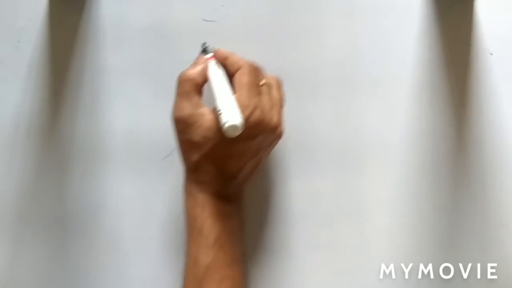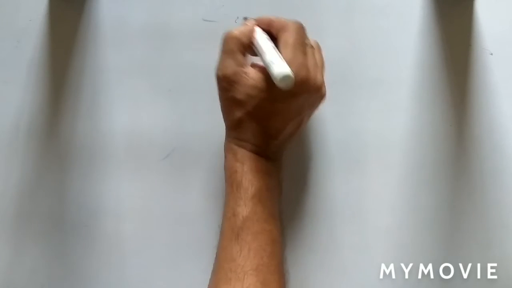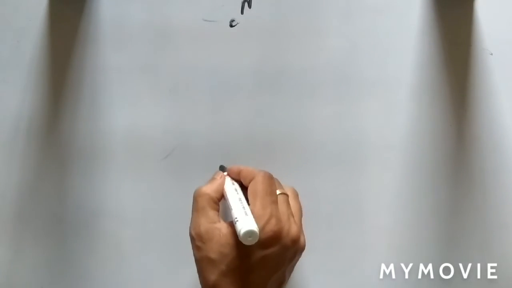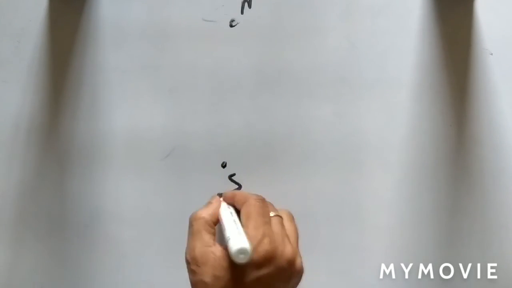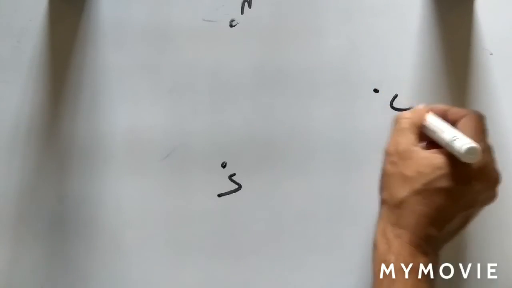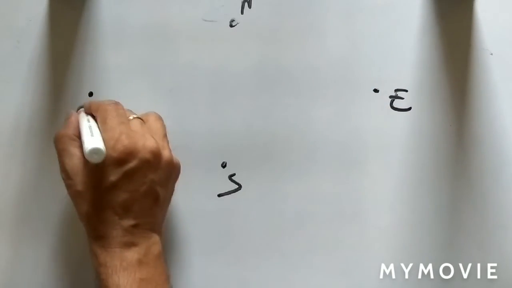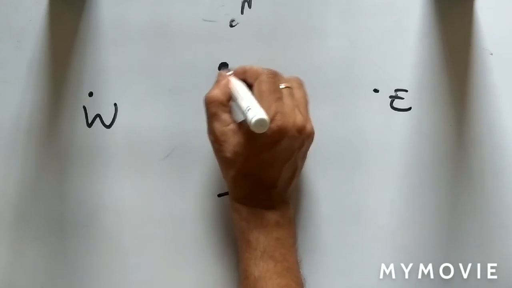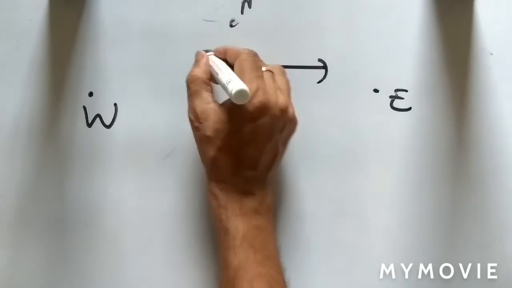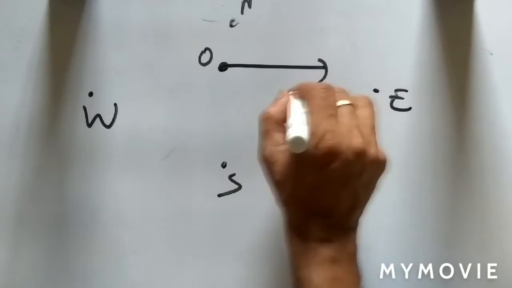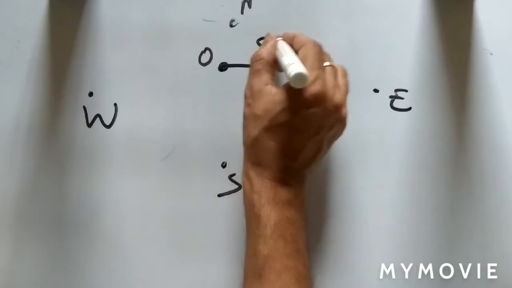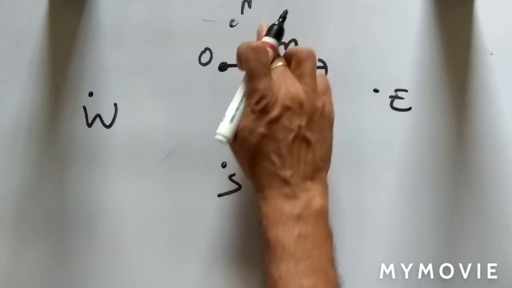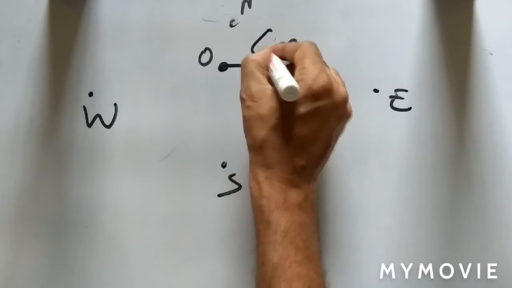Now see, the question is given like this. Question number 1. A man moves 6 meter due east, then 8 meter due south. Total time taken is 5 seconds. Find average speed and average velocity. So now you take a screenshot of this.